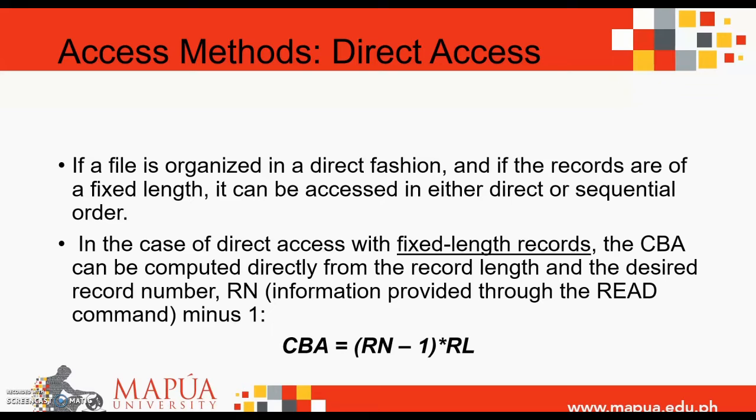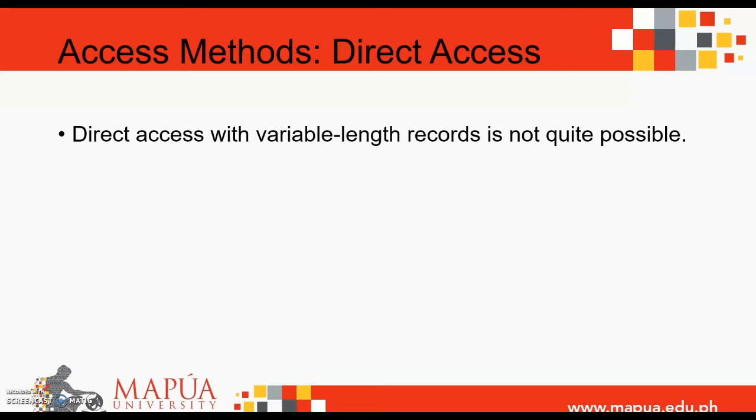If a file is organized in a direct fashion, and if the records are of fixed length, it can be accessed in either direct or sequential order. In the case of direct access with fixed length records, CBA can be computed directly from the record length and the desired record number. The information of record number is provided through the read command. So CBA equals the quantity of RN minus 1 multiplied by record length. Direct access with variable length records is not quite possible because computing the address for variable length is very hard.